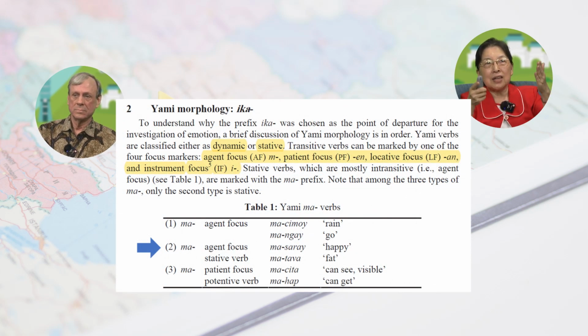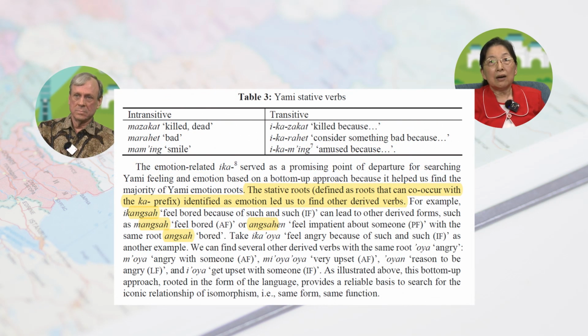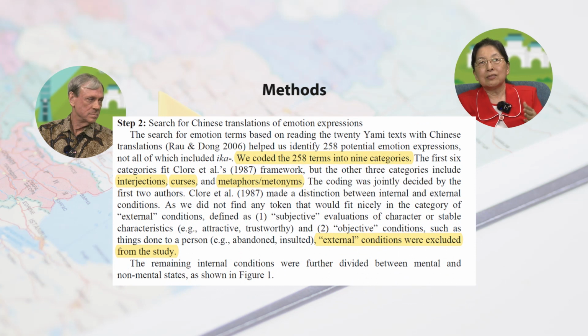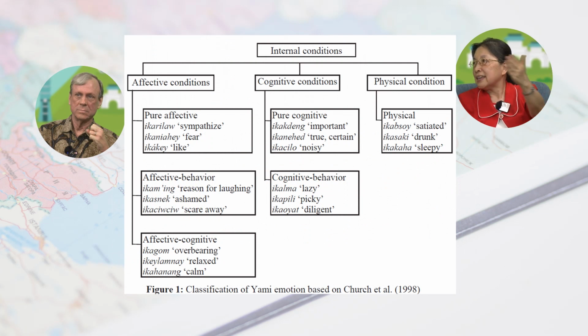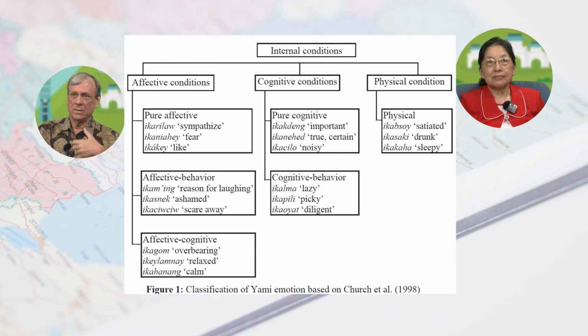So by starting with "iga," I started to find a lot of interesting things. I found 258 terms with "iga," and I categorized them into 9 categories. These are the 9 categories. So you have affective conditions, cognitive conditions, physical conditions. So these are things that either affect your feelings, your mind, or your body.